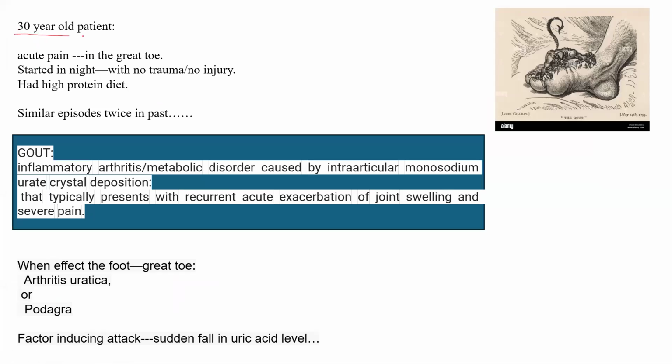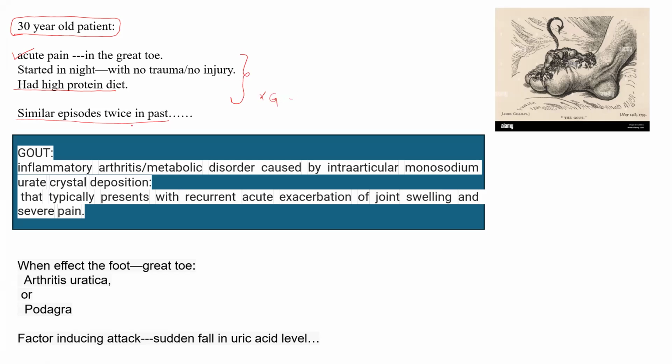Here is a 30-year-old male patient who started having pain in the great toe after having biryani in the night. He had a history of similar complaints in the past, that is, similar pain in the toes, episodic in onset. So this clinical presentation directs us to the diagnosis of gout.